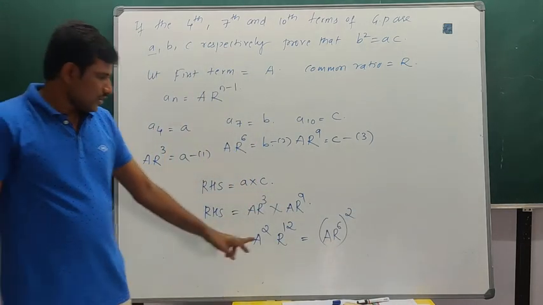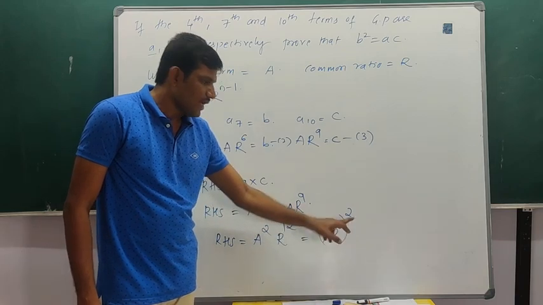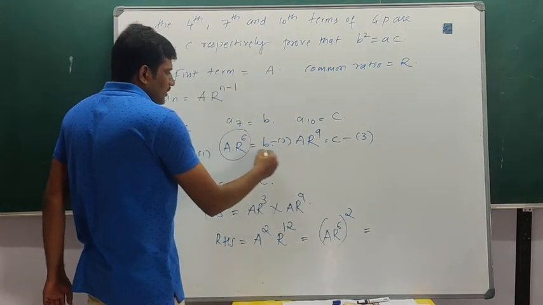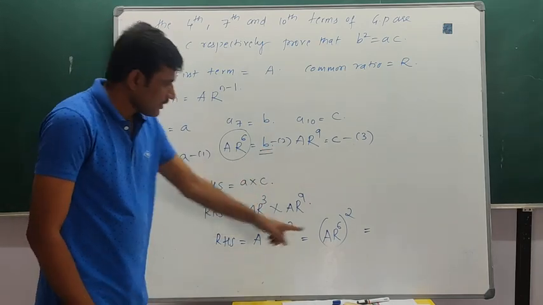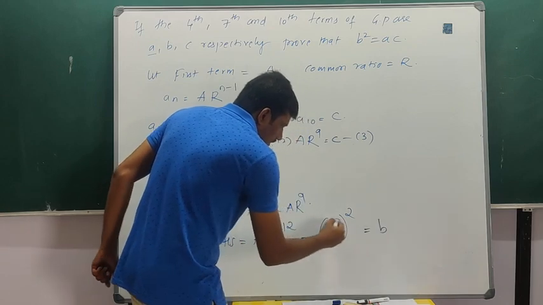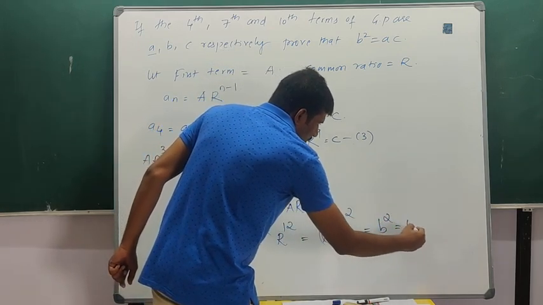This A square into R power 12, I can write as AR power 6 whole square. What is AR power 6? AR power 6 value is B. So that is equal to B whole square, which is equal to what? LHS.